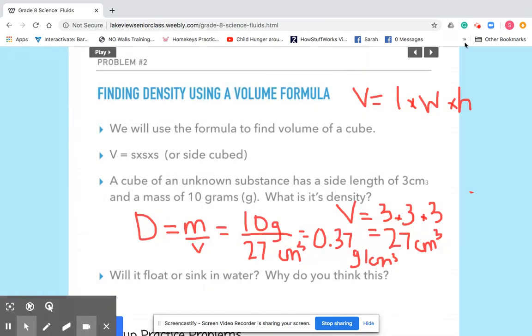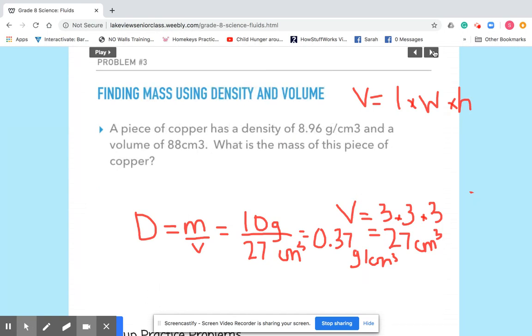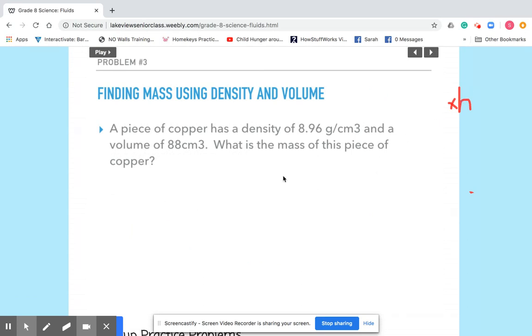All right, moving on to our next problem. If you need to pause the screen and write all of that down, please do. Okay, I'm going to erase this up here. There we go.